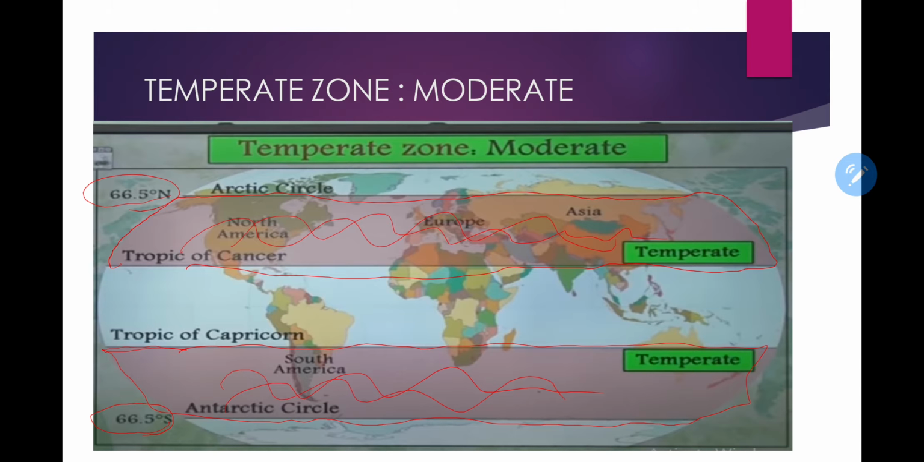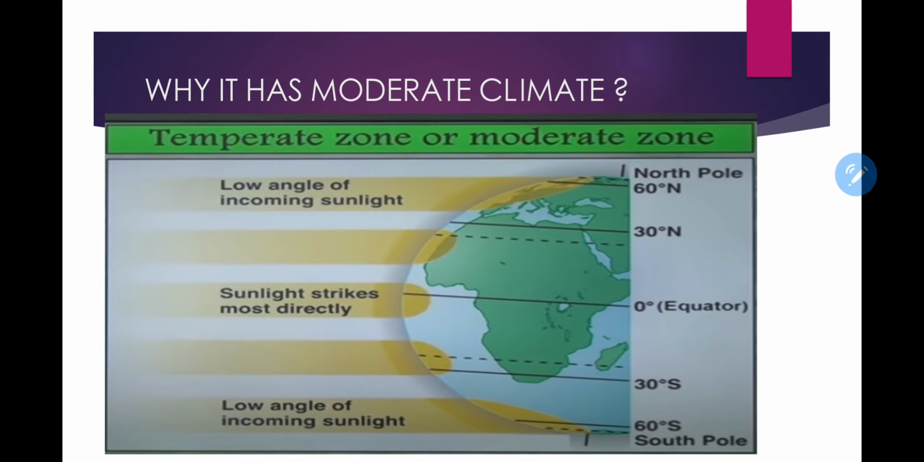Okay. The climate is neither too hot nor too cold. So that's why it's called moderate climate. The temperate zone lies between the torrid and frigid zone. So where is the torrid zone? This is the torrid zone. So it lies in between the torrid zone and frigid zone. Europe, Great Britain, Central Asia, northern part of India, southern Australia, New Zealand and the southern part of South America lie in this zone. Now, why does it have moderate climate?